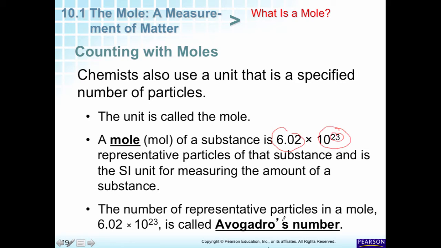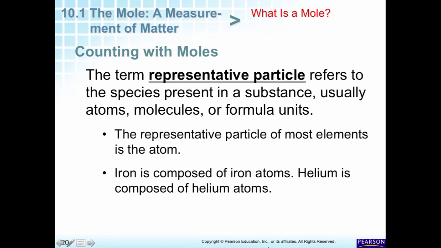Now this number gets a special name. Avogadro came up with this number. He did some work with gases, and he found out there was this many particles in what he called a mole of gas. So this was where we got this number from Avogadro. So it's called Avogadro's number.